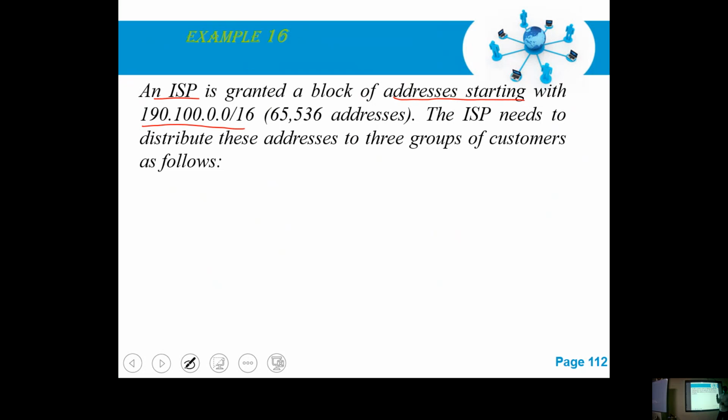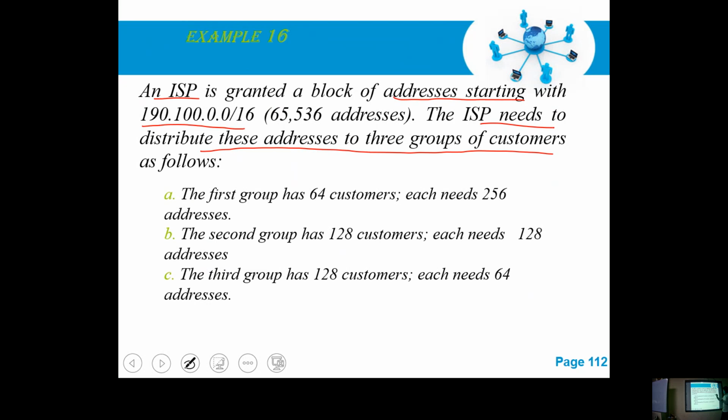Okay, so for an ISP, they are granting 65,536 addresses, and the ISP needs to distribute these addresses to 3 groups of customers. And how it needs? First group has 64 customers, each having 256 addresses. Second one, 128 customers, each having 128 addresses. Okay. Third one, 128 customers, each require 64 addresses.